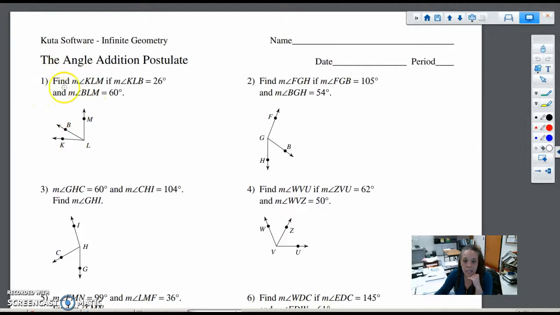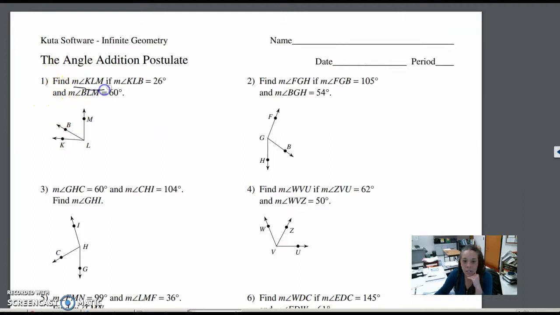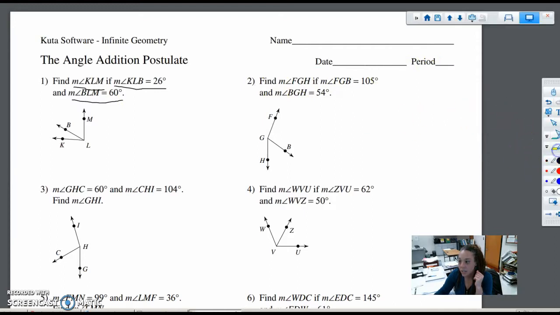So number 1 says find the measure of KLM if the measure of KLB is 26 degrees and the measure of BLM is 60 degrees. So this is how this works. KLM is the whole angle. And if you see, this whole angle is made up of this part right here and this part right here.